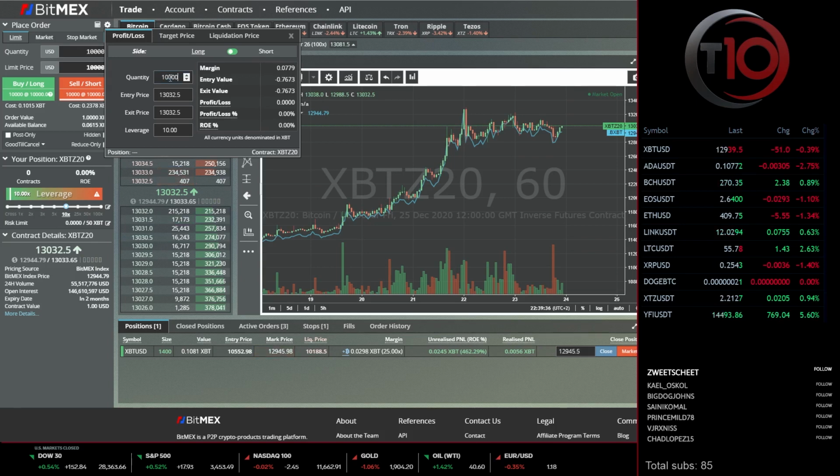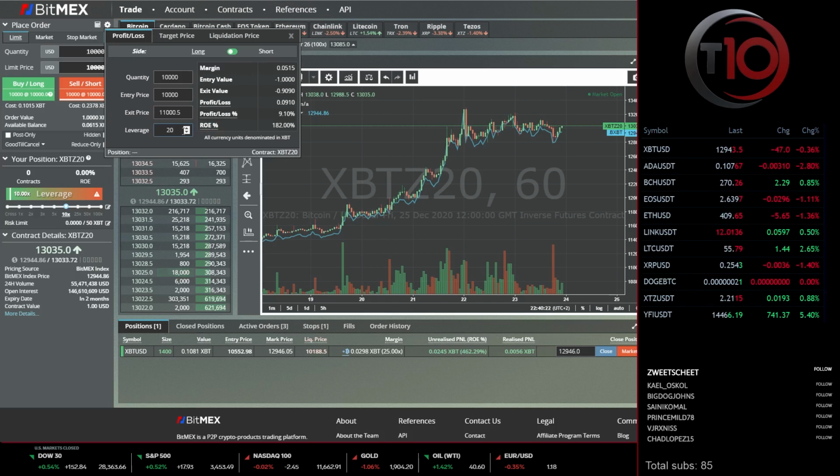So if you're doing 10k contracts, and the exit price is, say this is a winning trade, so your exit price is 11k. The leverage is 10, so the required margin is 0.1. If you change the leverage to 20, the required margin will be half of that. So basically you divide the one BTC, the full 1x leverage margin, by 20.